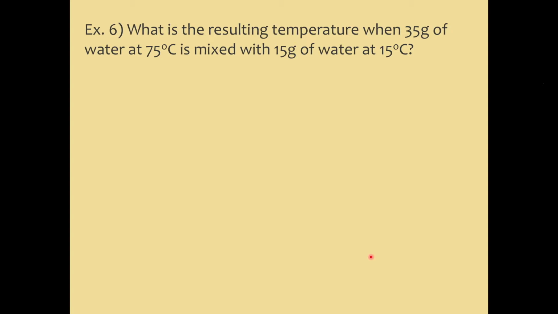Now, I'm going to throw in one more example. This example is in your notes. What is the resulting temperature when 35 grams of water at 75 degrees Celsius is mixed with 15 grams of water at 15 degrees Celsius? So the cold water and the hot water are going to mix together, and they are going to equilibrate. Now, the hot water is going to give its heat to the cold water. So that's why hot water has a negative value, okay? Now, so the hot water is the one at 75 degrees Celsius.